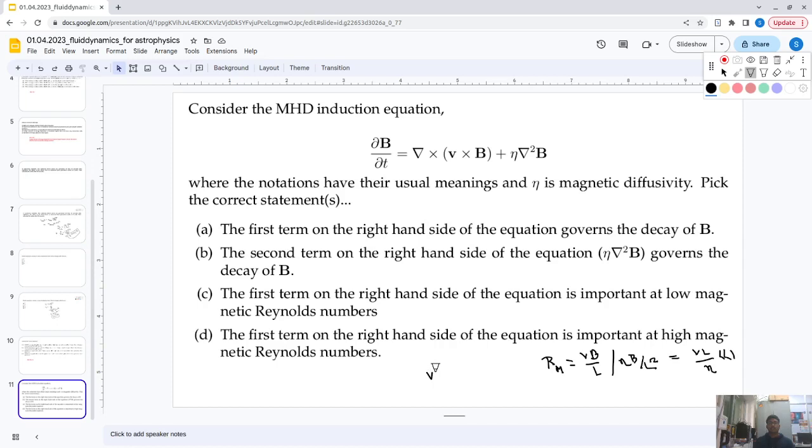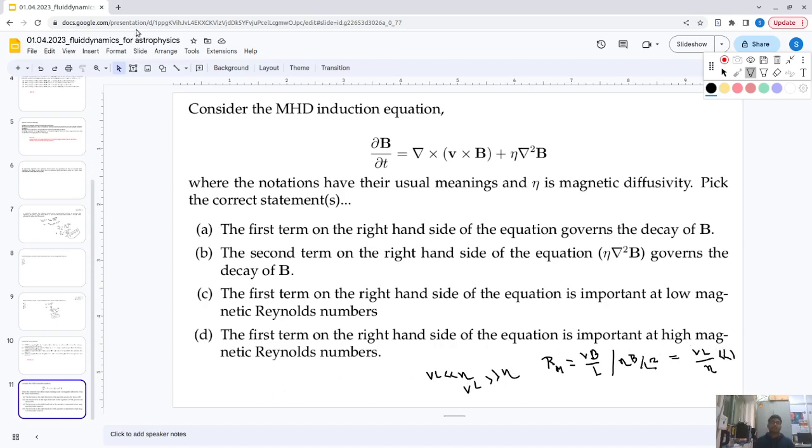So if VL is less than or equal to eta, the first term will be negligible for low magnetic Reynolds number. And the last option is that the first term on the right hand side of the equation is important at high magnetic Reynolds number. If VL is greater than eta, that will lead to a high magnetic Reynolds number, and that will be the case when the first term on the right hand side of the equation is important.